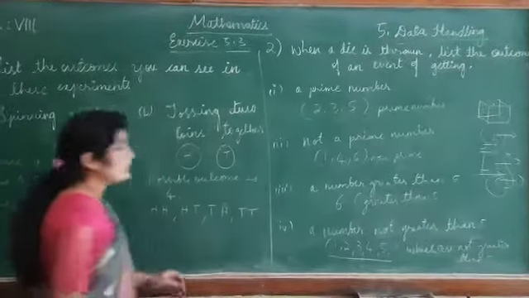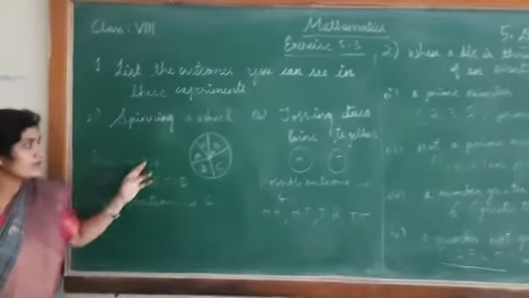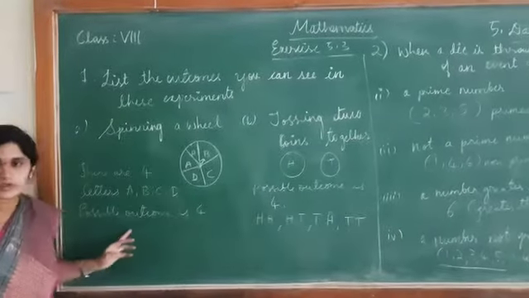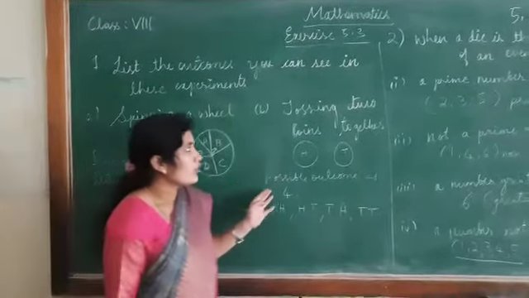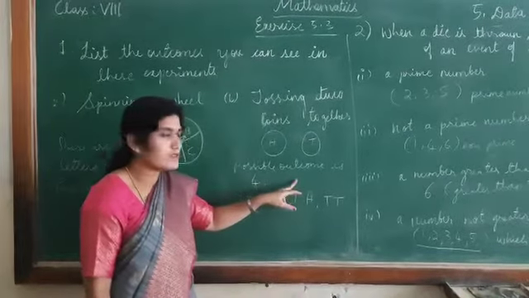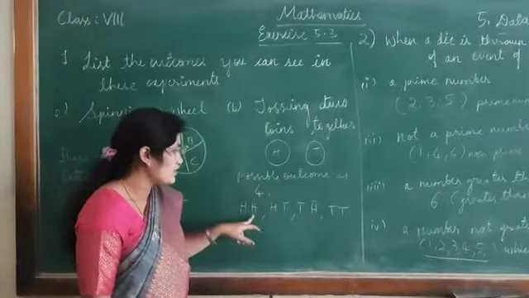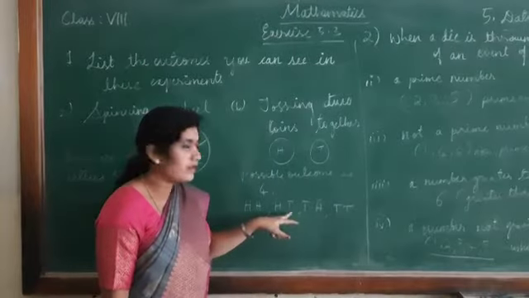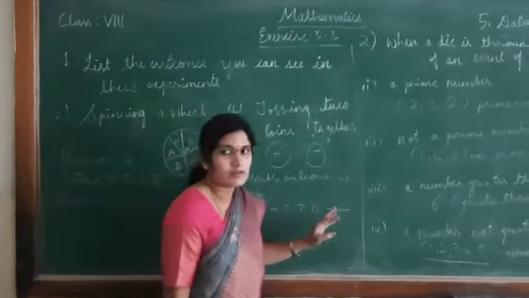So here I will repeat it once. A spinning wheel where we have 4 alphabets, so the possible outcome is 4. Tossing 2 coins together, you may have 4 possibilities, that is 4 outcomes: heads-heads, heads-tail, tail-heads, and both tails.